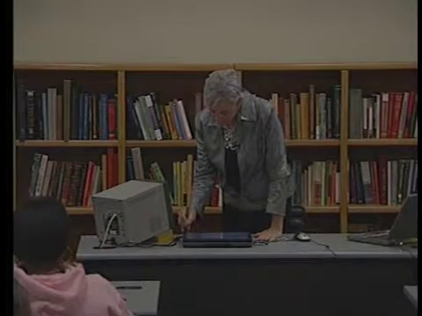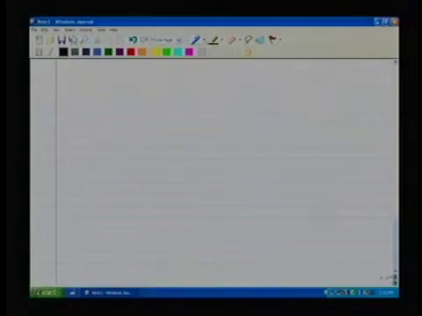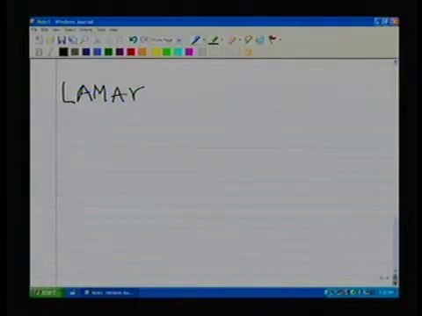Looky here. Oh yeah. This was one of my children. He used to write his name like this. I blame this and everything else that's wrong with my children on their father. I think that's fair.